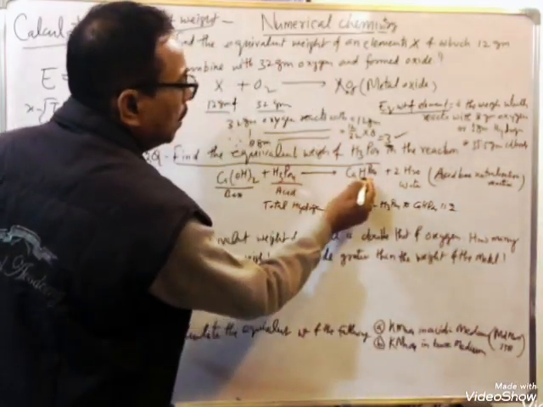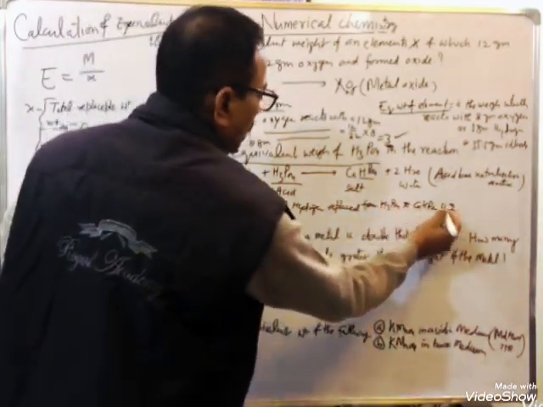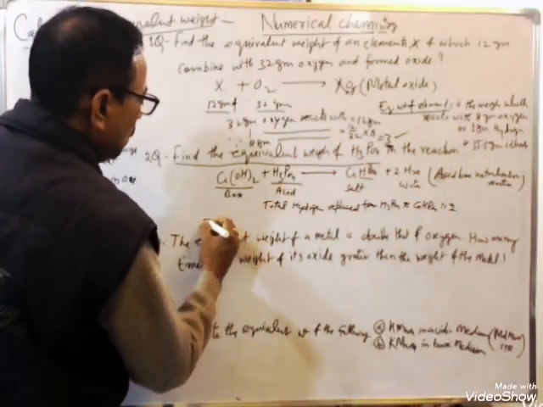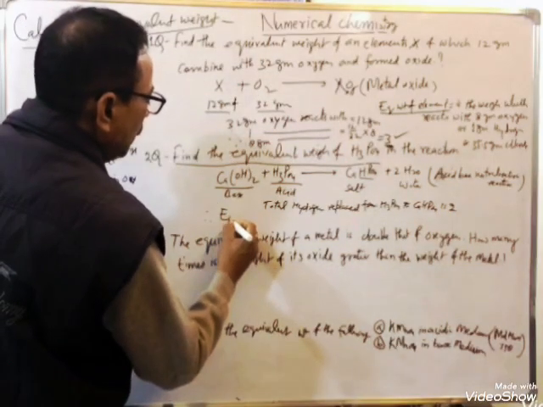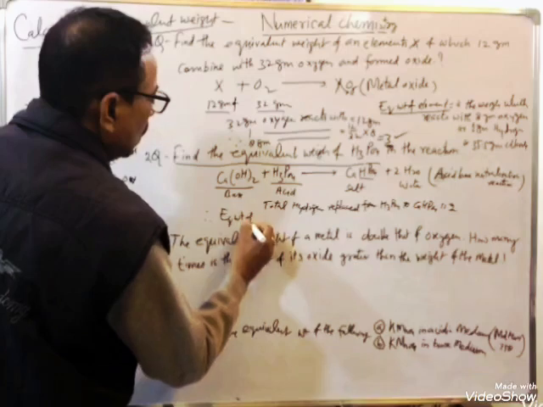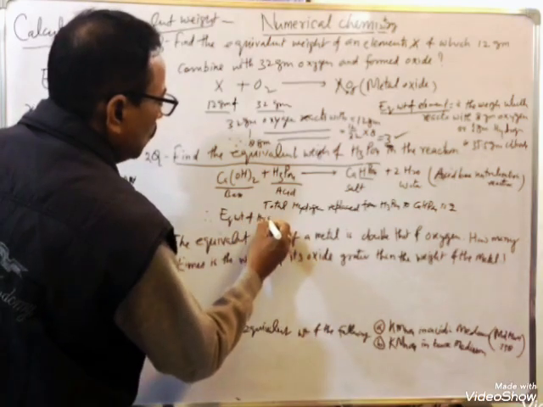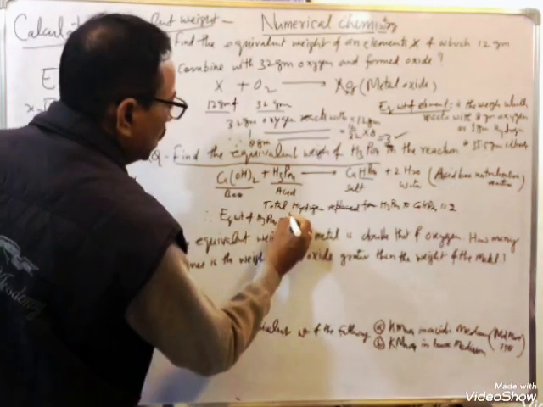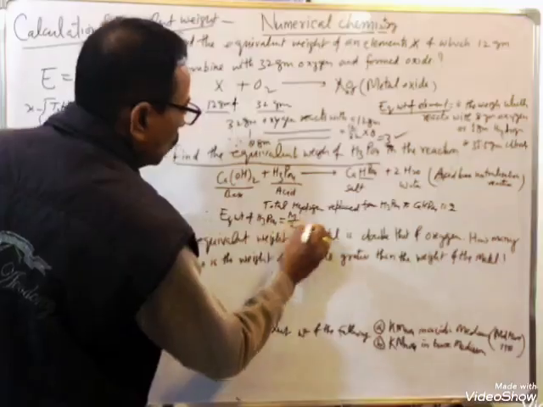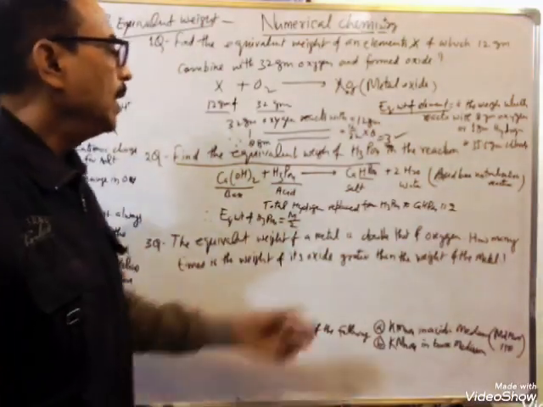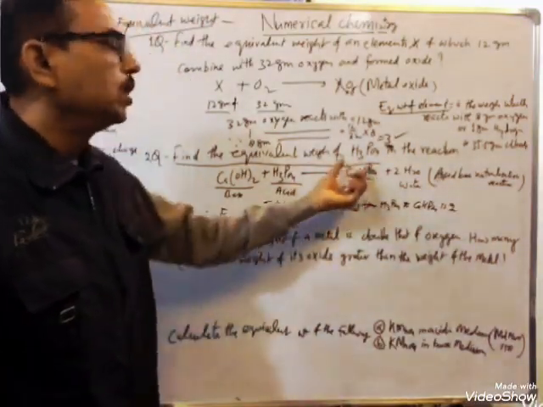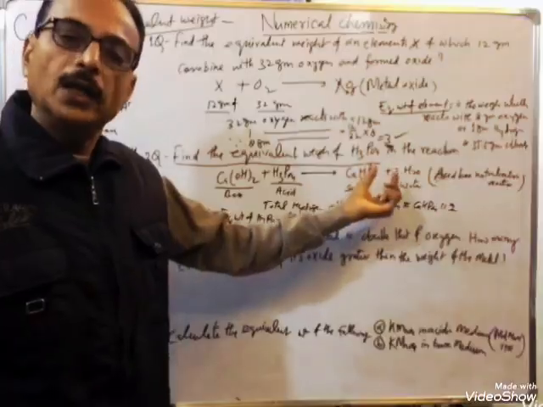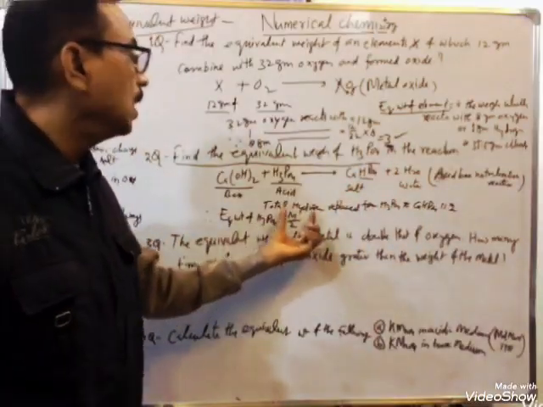Here 3, 1 is remained. So the equivalent weight of H3PO4, orthophosphoric acid, is M by 2. So find out the molecular weight divided by 2, that is the equivalent weight of orthophosphoric acid in this reaction.